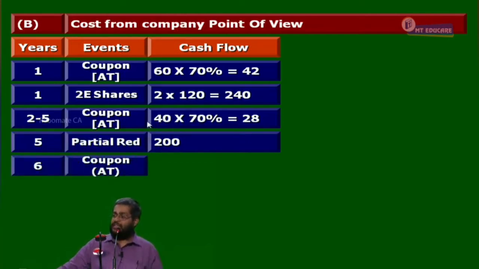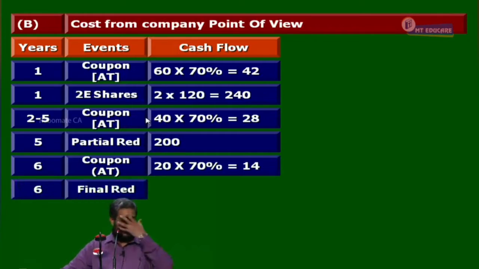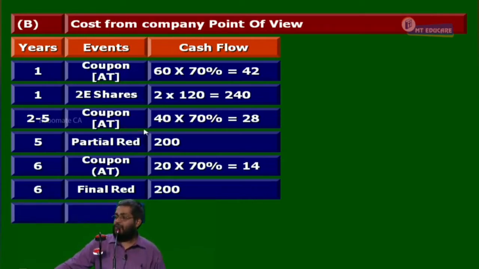Year 6, it is coupon. How much into how much? 20 into 70%. 20 into 70% is 14. Year 6, the final redemption, 200. Everybody, can we proceed or not? No. We have to calculate IRR, no?